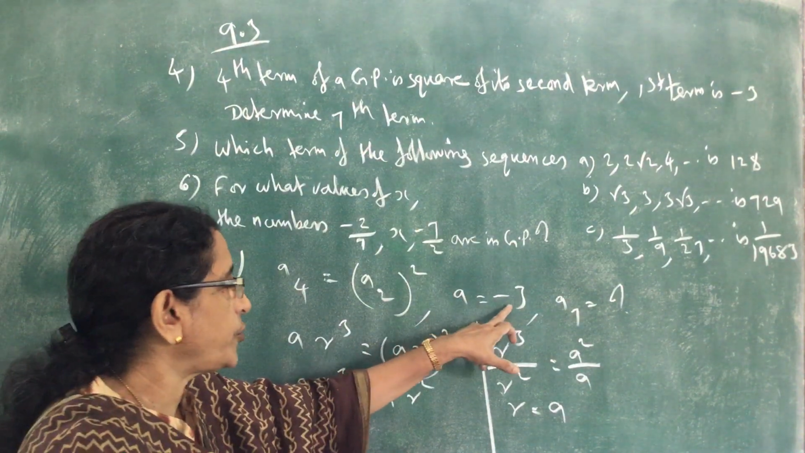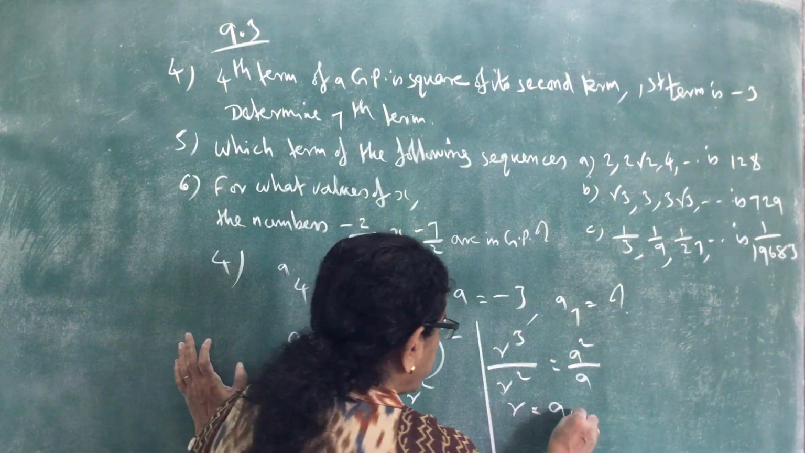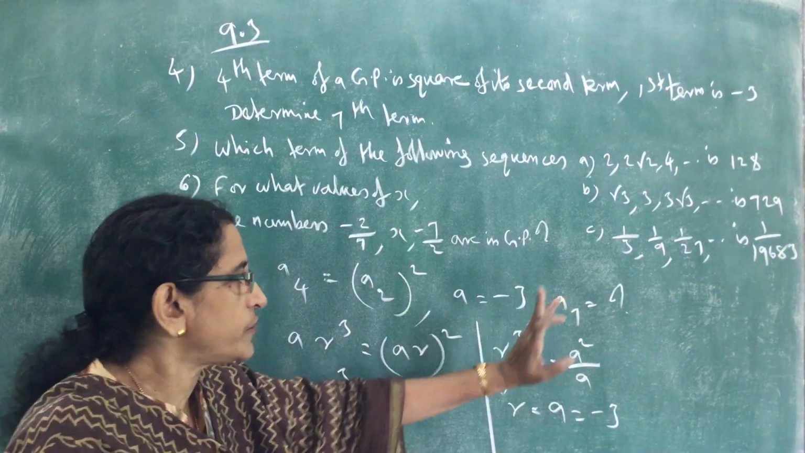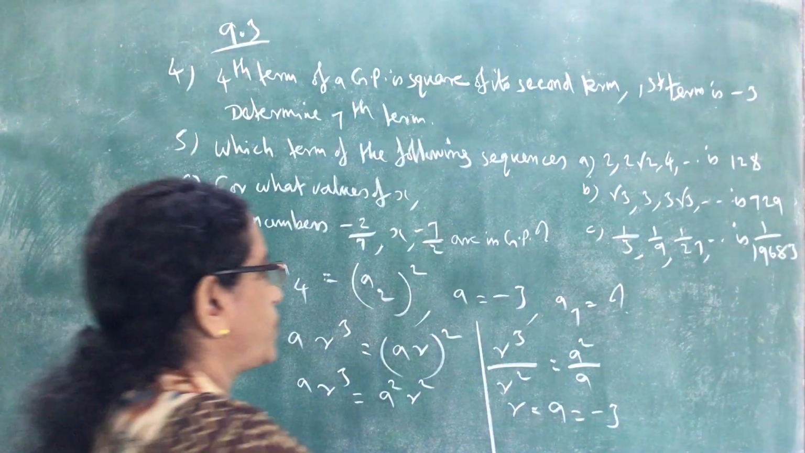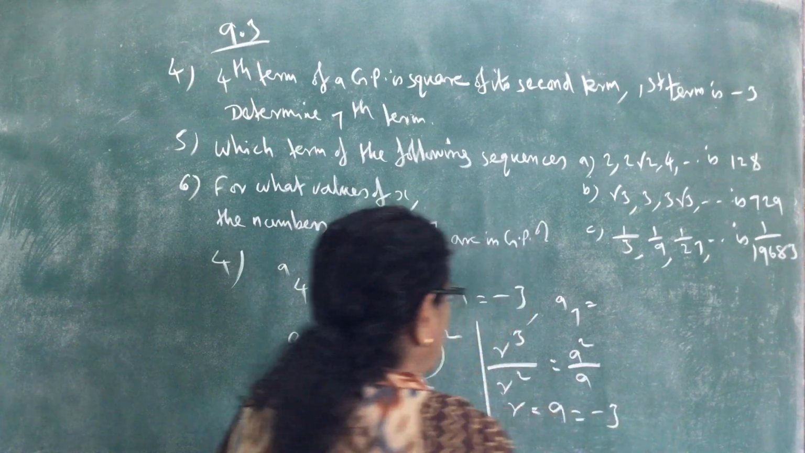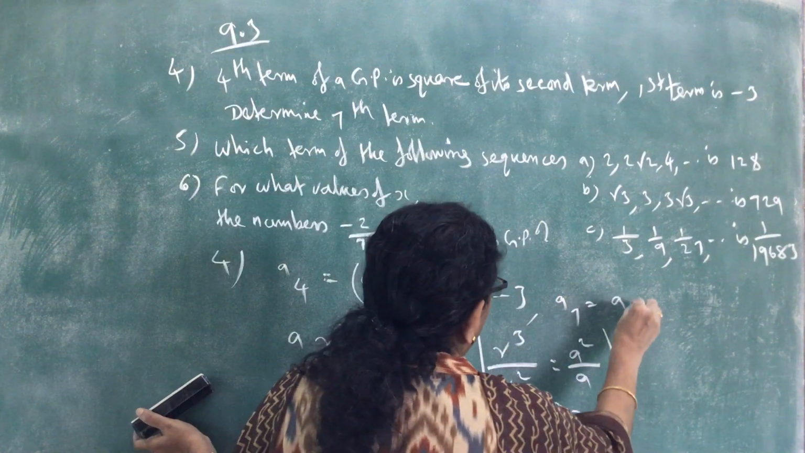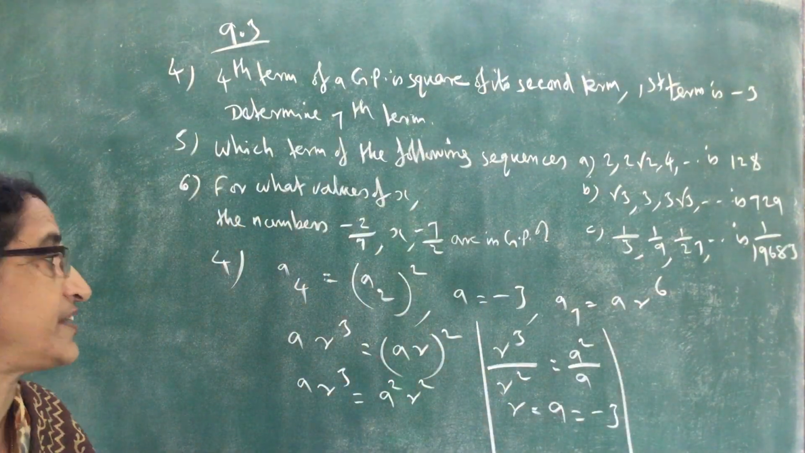Given that A equal to minus 3. So R and A both are equal, both are equal to minus 3. And we want to find A7. Therefore A7 equal to AR raised to 6. That is the formula, AR raised to n minus 1, 7 minus 1.